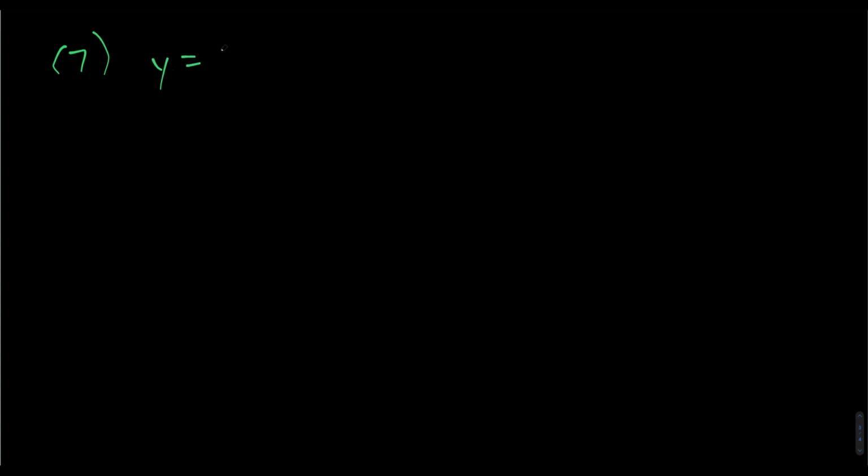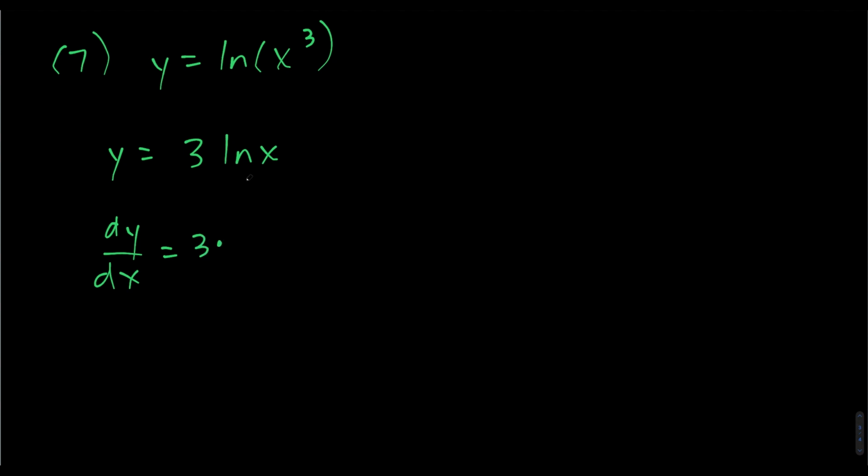We have y equals natural log of x to the third. Now for this question, there's a pretty convenient shortcut. If we do the algebra first, we could bring that 3 out as 3 times natural log x. And then when we take the derivative here, we're just doing 3 times the derivative of natural log x, which is 1 over x. So this simplifies to 3 over x.